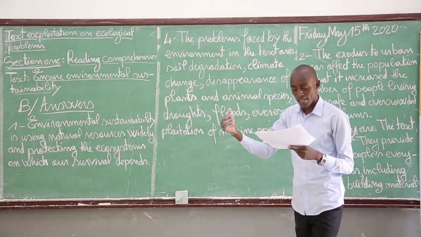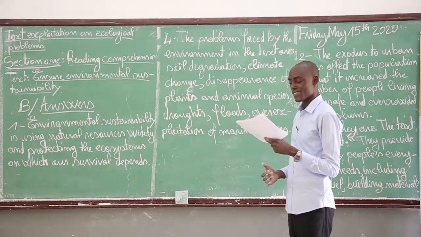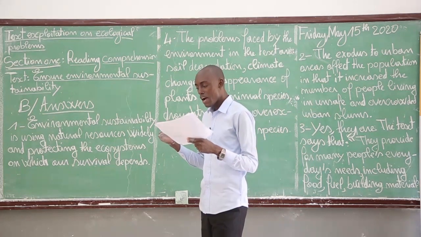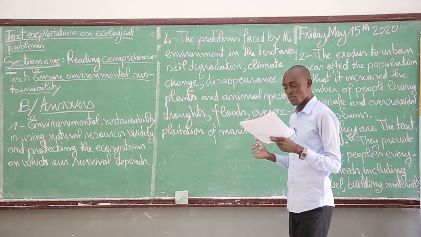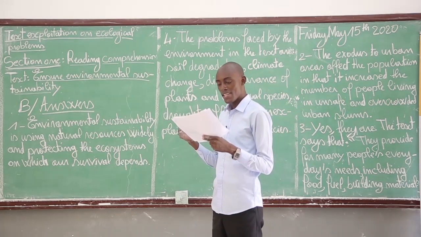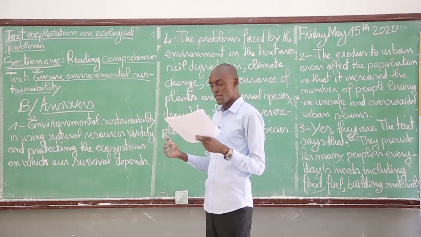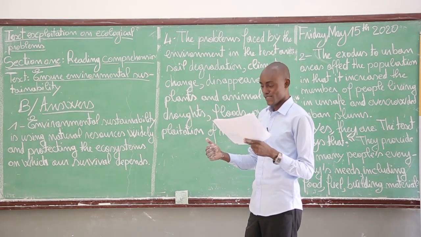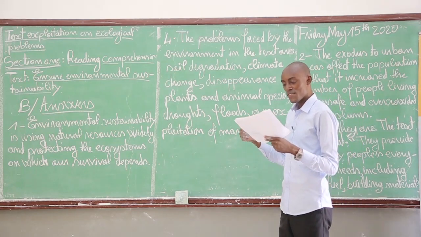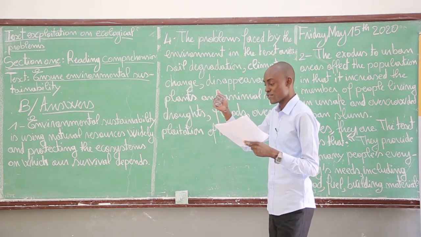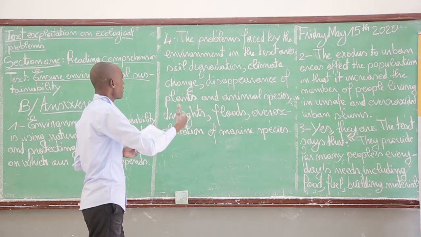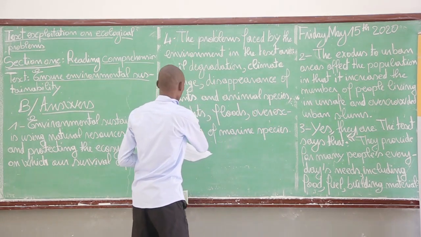Now, let's go back to the first paragraph to justify this answer. Environmental sustainability means using natural resources wisely and protecting the ecosystem on which our survival depends, but sustainability will not be achieved with current patterns of resource consumption and use. Land is degraded. Plant and animal species are being lost in record numbers. The climate is changing, bringing with it rising sea levels and worsening droughts and floods.